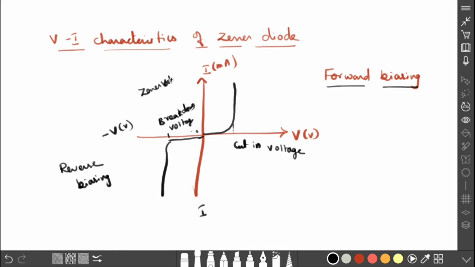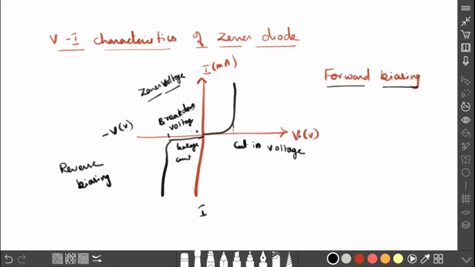If you use a normal PN junction diode, it damages the PN junction, but a Zener diode will not be damaged. It works under the reverse biasing condition. So this is the VI characteristics, and this current is the leakage current. The voltage we are giving is the reverse voltage, right? So this is the VI characteristics of the Zener diode.